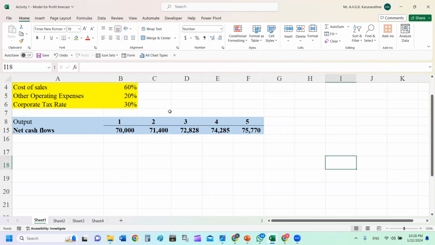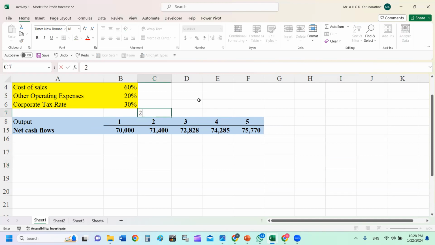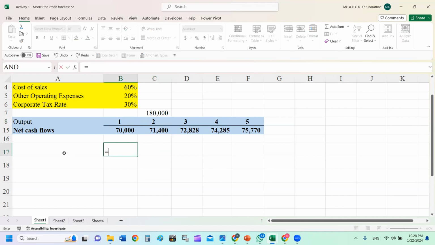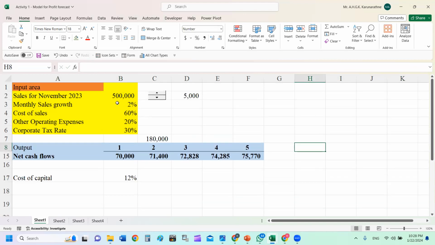Let's assume your initial investment is 250,000. Let's say 180,000 initial investment. Then you can compute what? You can compute NPV. What is NPV? Let's assume the company's cost of capital, let's say 12%. Using the right forecasting method, you forecasted not the profit but the cash flow.